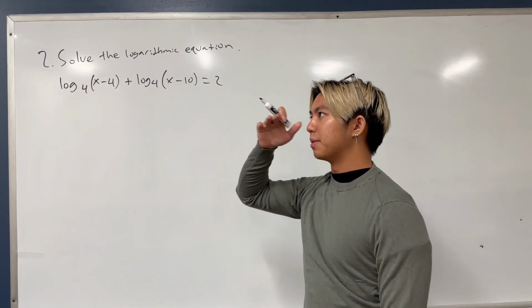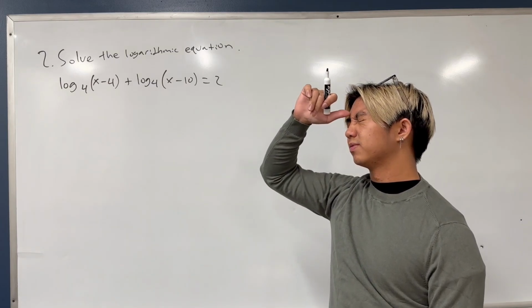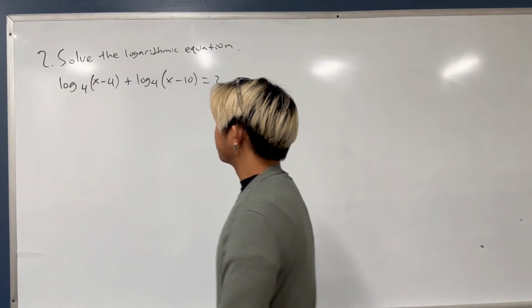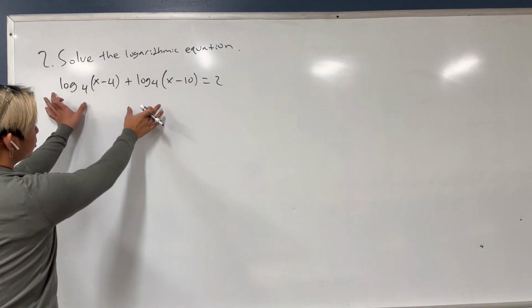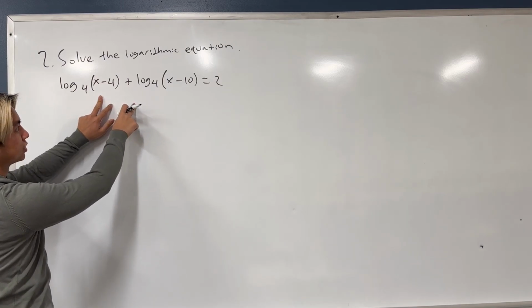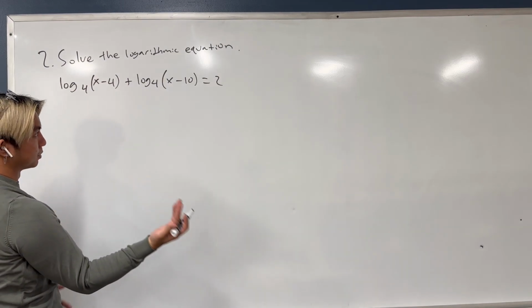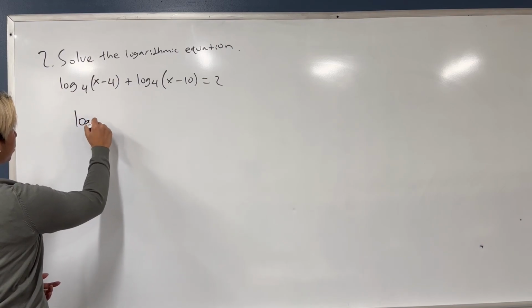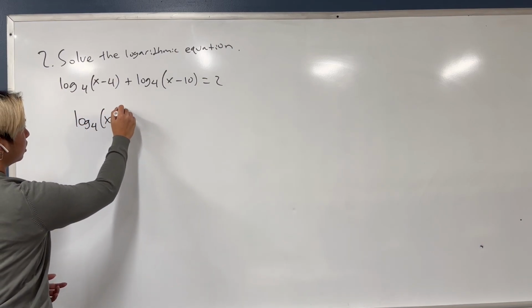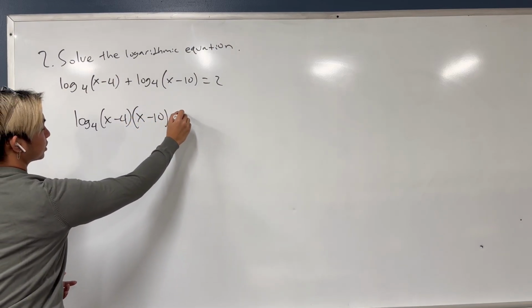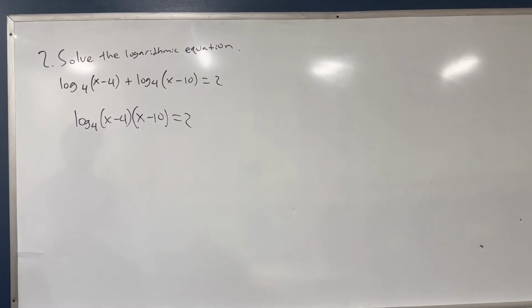So if you remember, I think it's called the product rule or something like that. We have two of the same bases here, so we can just combine these two since there's a plus here. By combining, I mean it's multiplication. So I'm going to rewrite this as log base 4 of (x minus 4) times (x minus 10) equal to 2. Are we done here? No.